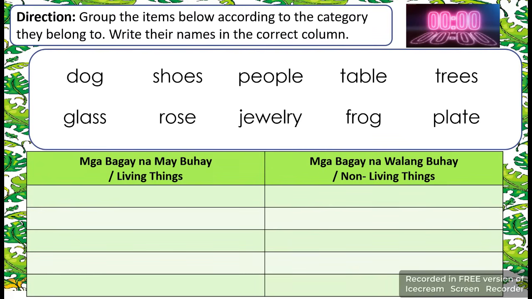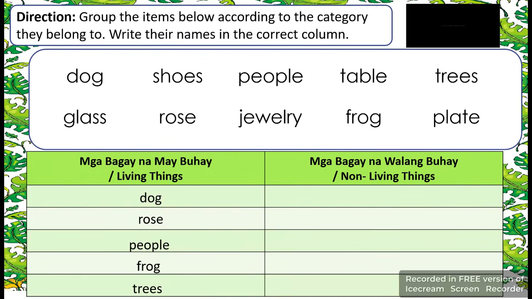Answer this activity. Let's answer this activity. Living things o mga bagay na may buhay are included are dog, rose, people, frog, and trees. Mga bagay na walang buhay or non-living things including glass, shoes, jewelry, table, and plates. Good job, kids!